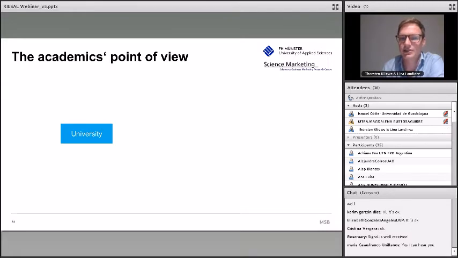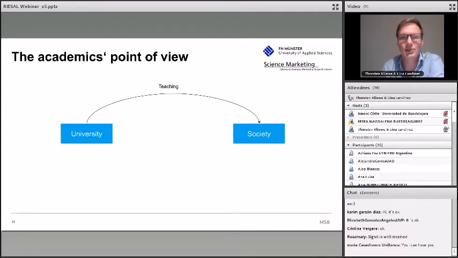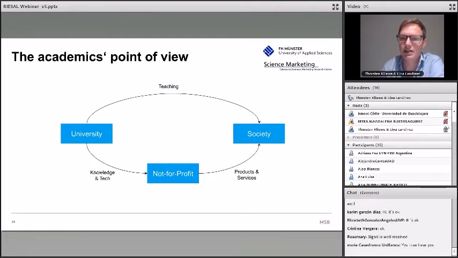There is a university which conducts research and does education, and we have society and we would like to contribute to society. And we do this through, on the one hand, teaching, in which we prepare students for future work, we make them employable. But at the same time, we also conduct research and we would like to transfer this. From discussions with university academics, we know that they would love to see that all their knowledge and technology would be brought to the market by not-for-profit organizations. So they create the products and services which are then introduced to the market and contribute to society development.